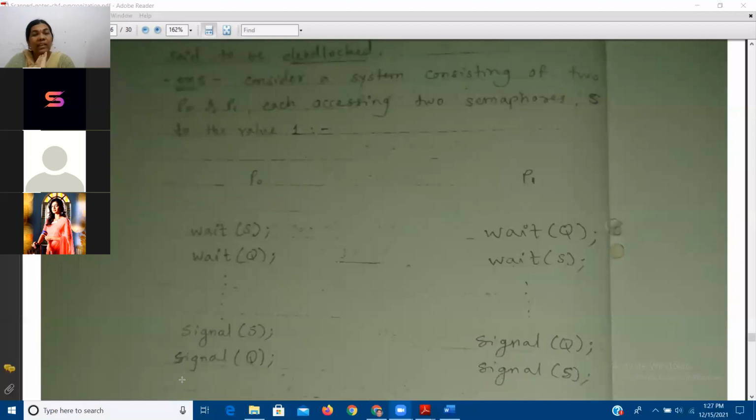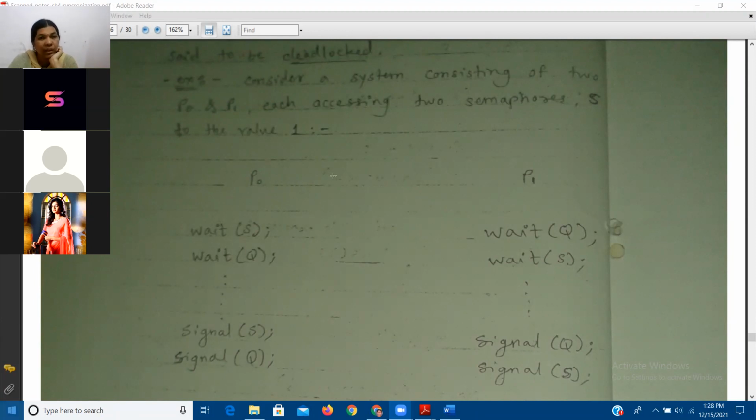Nobody is trying to enter the critical section because they are waiting for each other, because they require both the resources. So this will be infinite waiting. We don't know when P1 will release the first resource and don't know when P2 will release the second resource. So this will be an infinite waiting state. So this is called a deadlock.